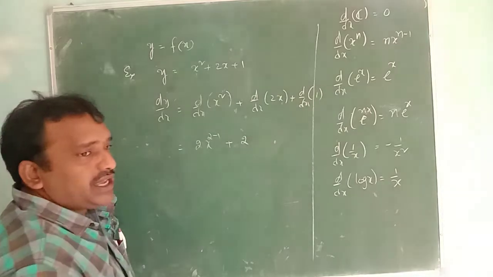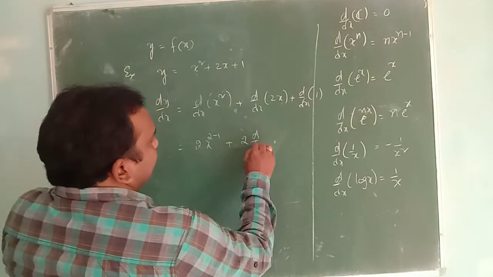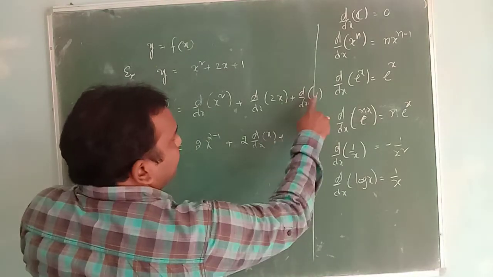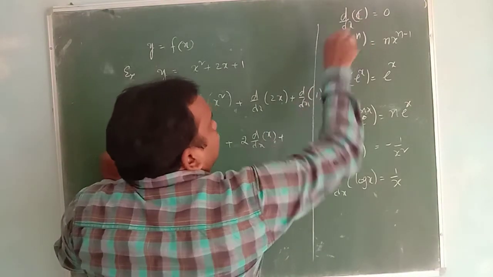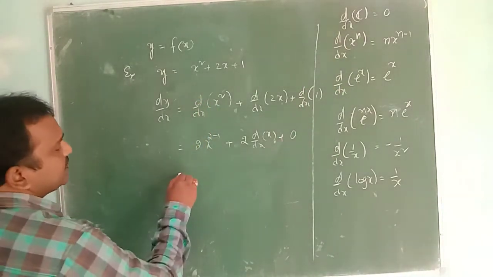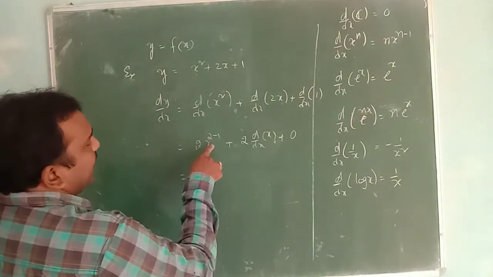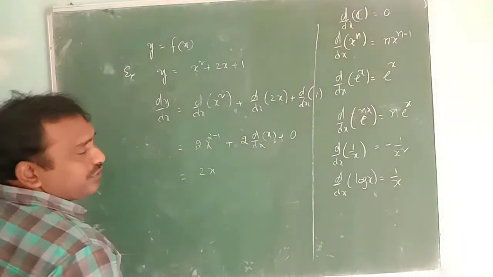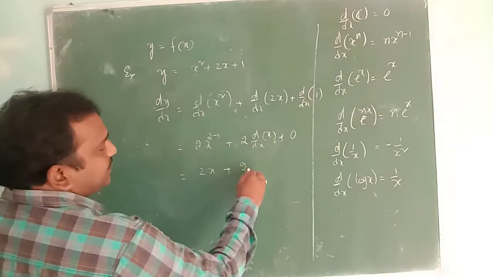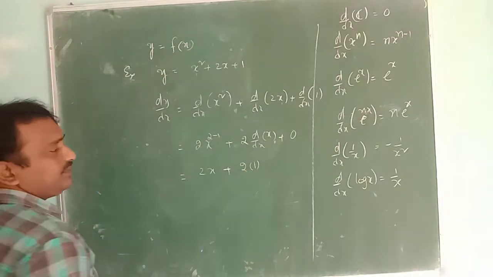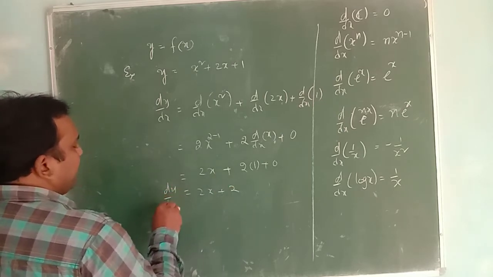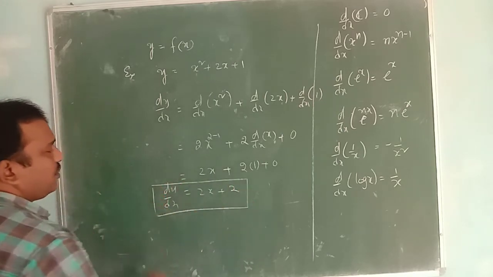So you can write it like 2 into d by dx of x, plus derivative of 1. 1 is a constant or number, that's why its differentiation will be 0 here. That is equals to 2 into x power of 2 minus 1, means 1. So 2x plus 2 into derivative of x with respect to x, that is 1, plus 0, that is equals to 2x plus 2. So dy by dx is equals to 2x plus 2.